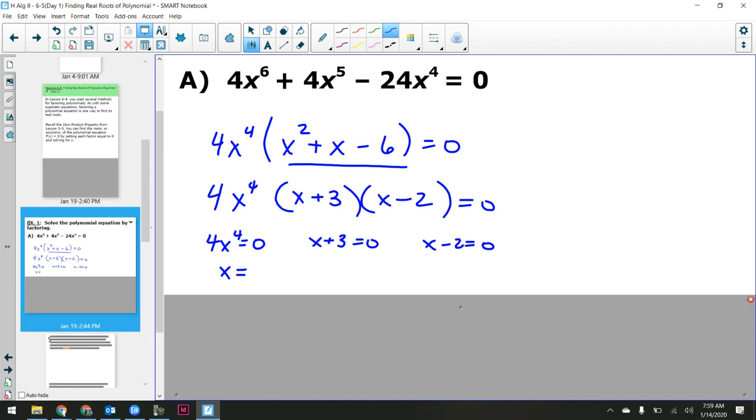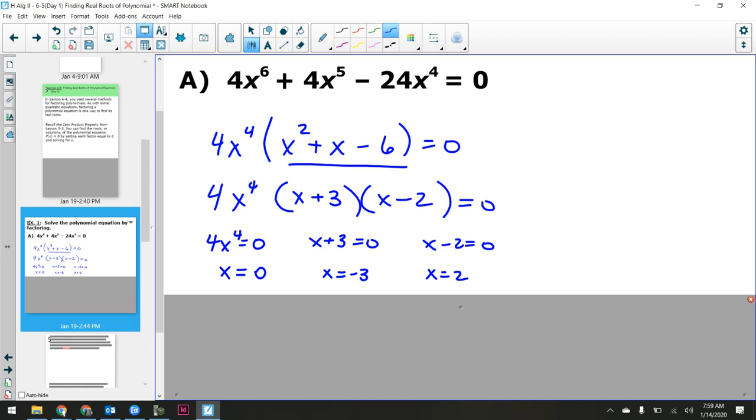When I solve that, what do I get? 0 divided by 4 is 0. The 4th root of 0 is 0. I get x equals negative 3, x equals positive 2. So this crosses the x-axis 3 times. This equation has 3 roots.